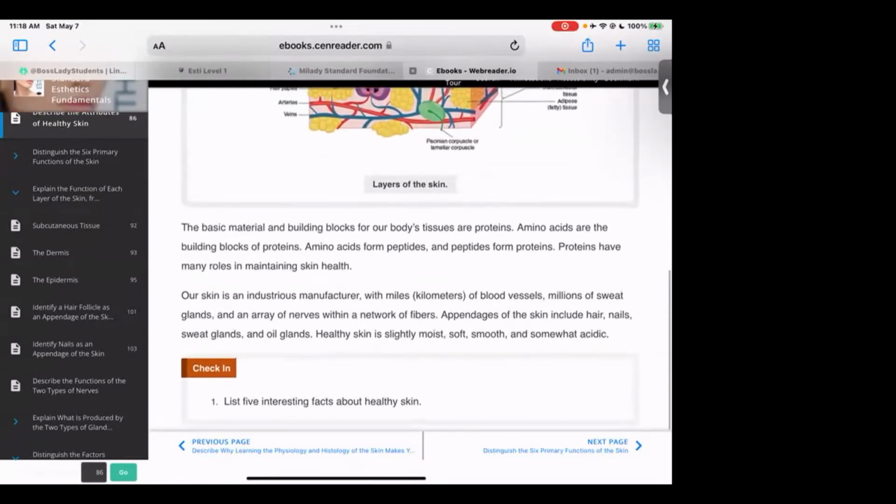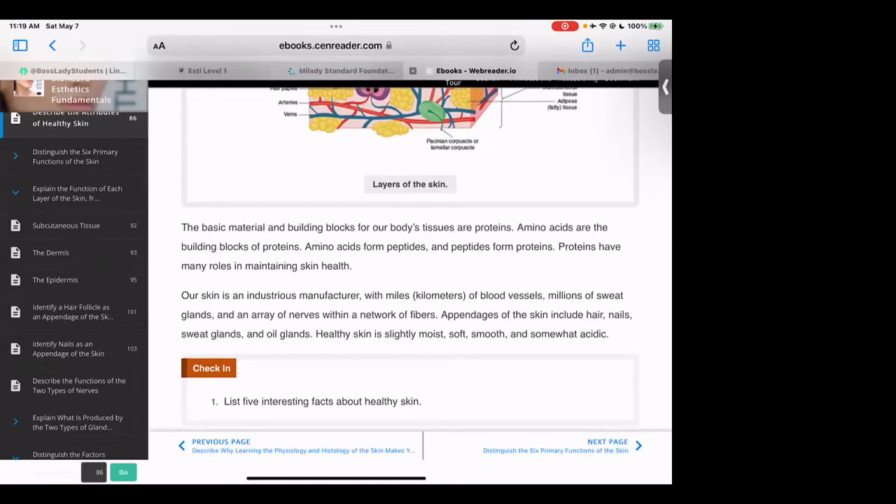Our skin is an industrious manufacturer with miles or kilometers of blood vessels, millions of sweat glands, an array of nerves within a network of fibers. The appendages of the skin include the hair, the nails, the sweat glands, and the oil glands. Healthy skin, I would also write this down. Healthy skin is slightly moist, it is soft, smooth, and somewhat acidic.